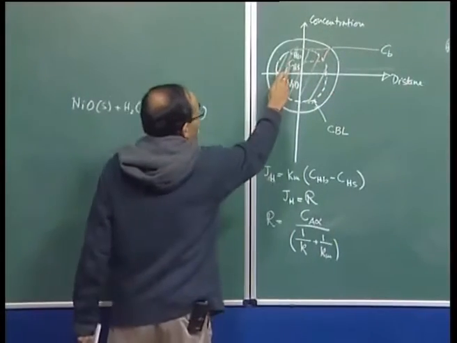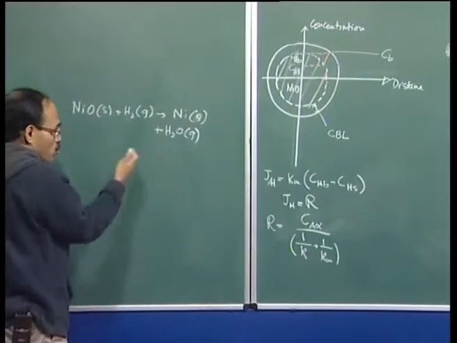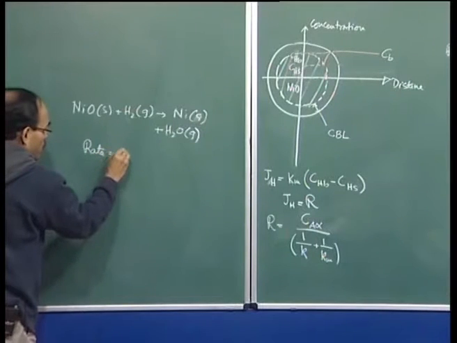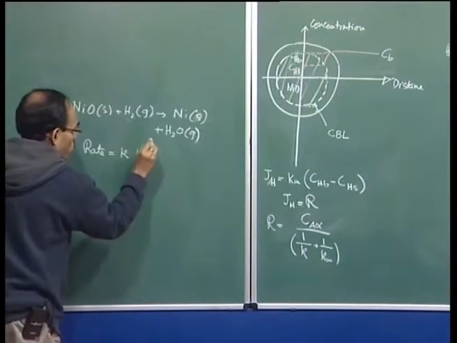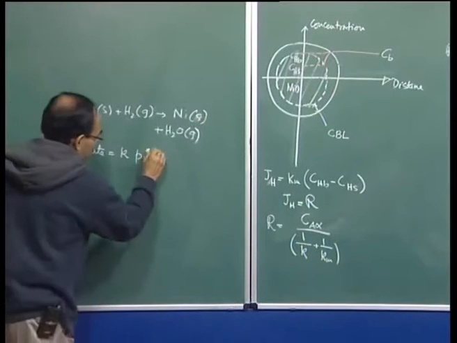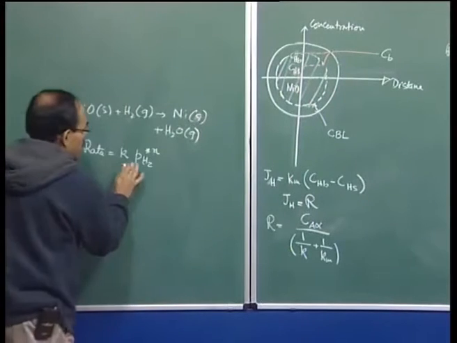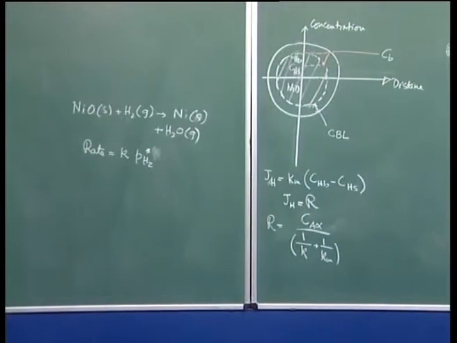So, this C_H sub S is actually the partial pressure of hydrogen at the surface, which I would write as: the rate is equal to rate constant k times pH2. And I can say, if I assume that the rate is first order with respect to it, in that case n does not appear. So, this is an assumption.